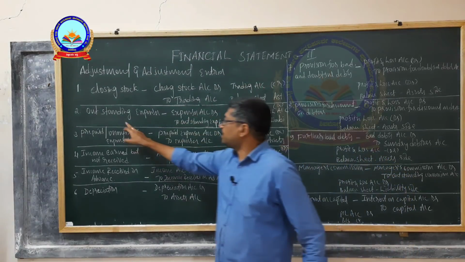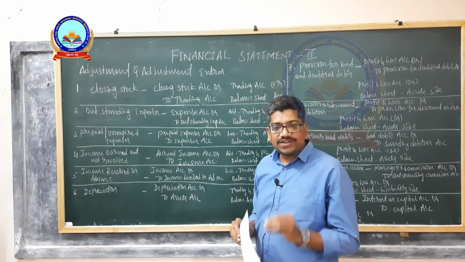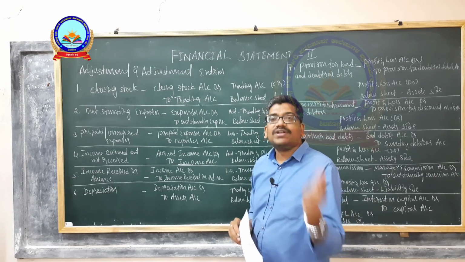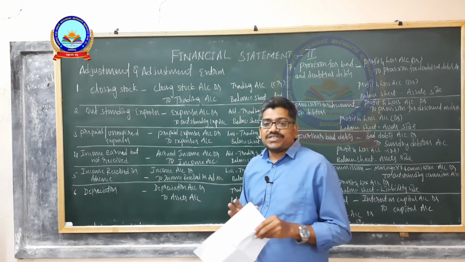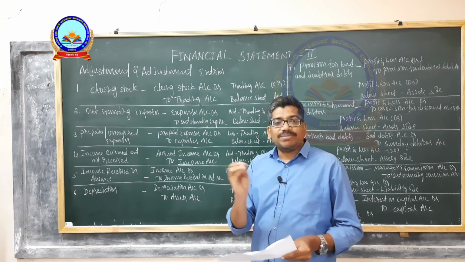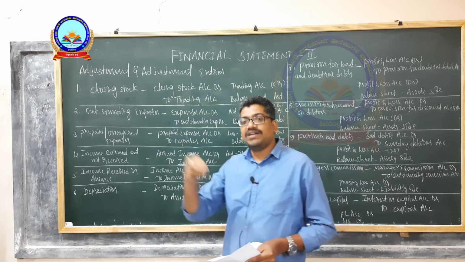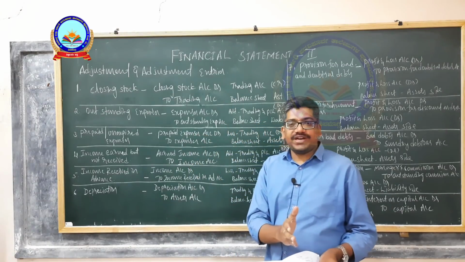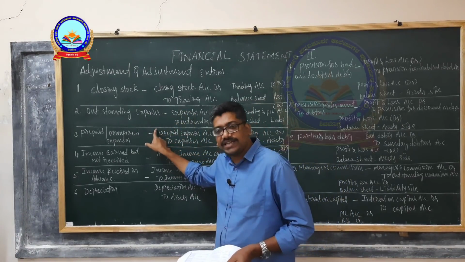The next one is outstanding expenses. Outstanding expenses means expenses which are related to the current year but not yet paid, or expenses which are due on the last day of the accounting year. Such expenses are called outstanding expenses. For example, the salary of the March month will not be paid on 31st March, but will be paid on the 5th, 6th or 10th of April. But that needs to be accounted for in the accounting year itself. Such expenses are called outstanding expenses.